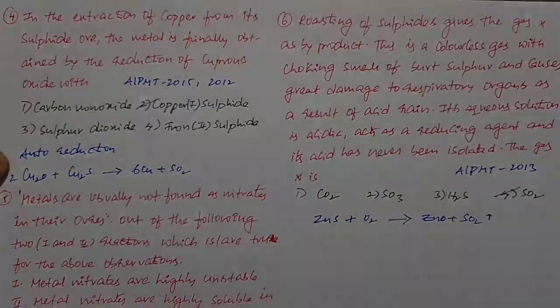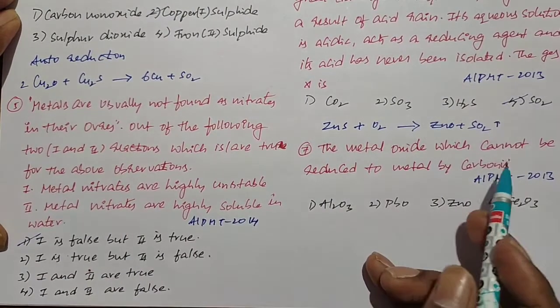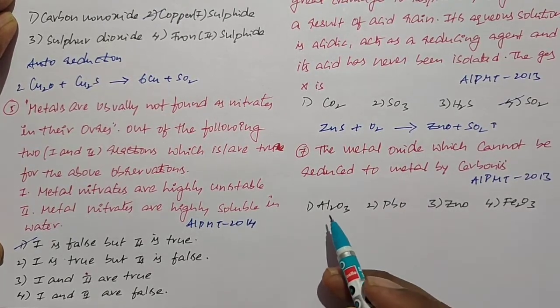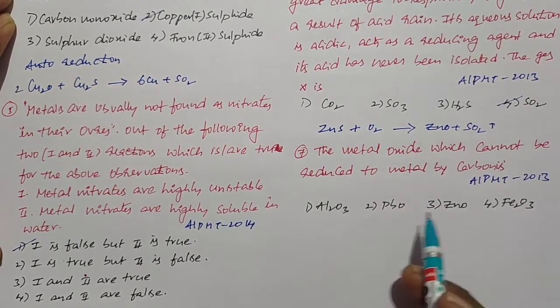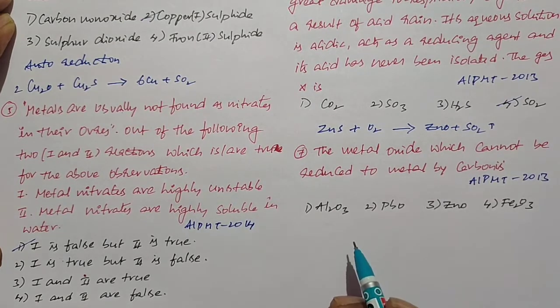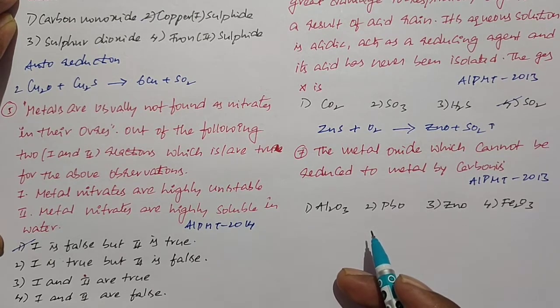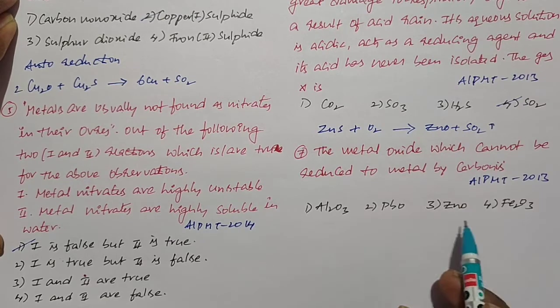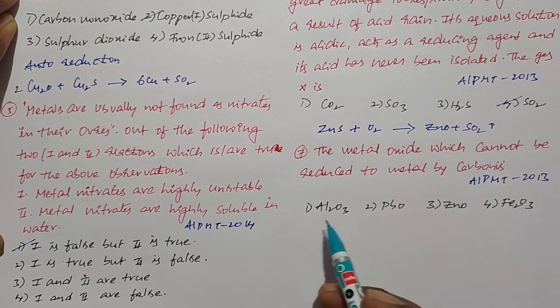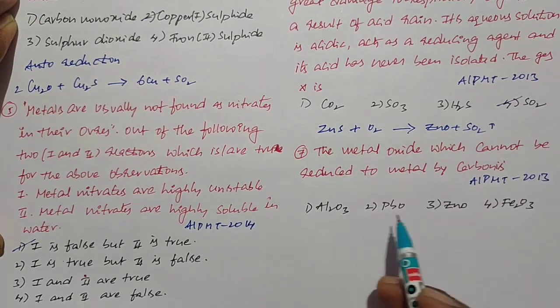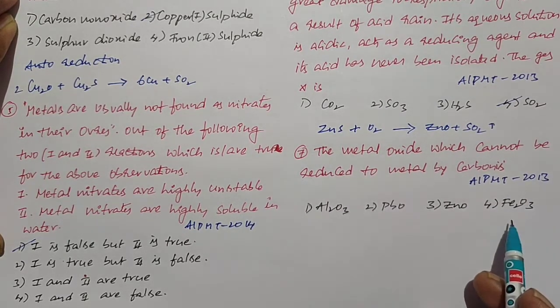Okay students, this is the next question. The metal oxide which cannot be reduced to metal by carbon is: here four metal oxides are given: aluminum oxide, lead oxide, zinc oxide and ferric oxide. Actually, the oxides of less reactive metals can be reduced by carbon, and the oxides of very reactive metals are reduced by the electrolytic method. Aluminum is a very reactive metal, so it is reduced by the electrolytic method. Lead, zinc and iron are less reactive metals, so they are reduced by carbon.